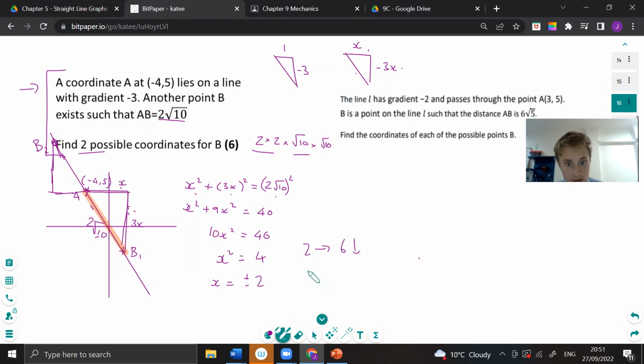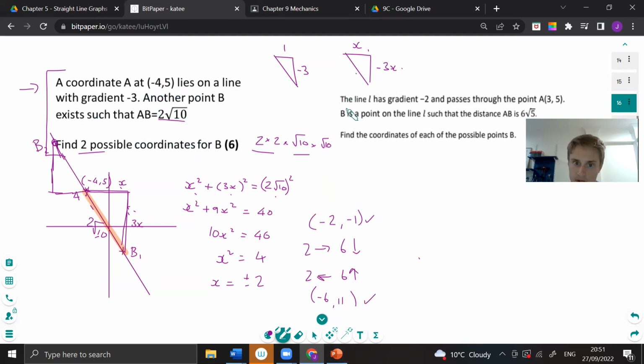Or I could go 2 to the left. If I go 2 to the left, where would I go? I'd go 6 up. So the coordinates that I could have, minus 4 becomes minus 2, 5 becomes minus 1. So this is the first option. This option, minus 6, 6 up, 11 is another option.